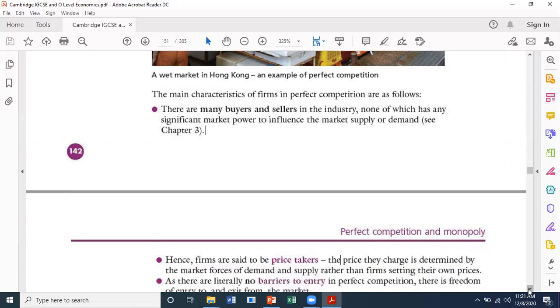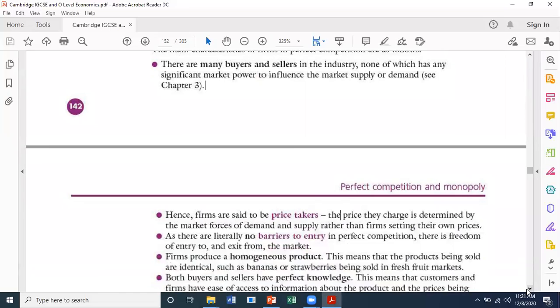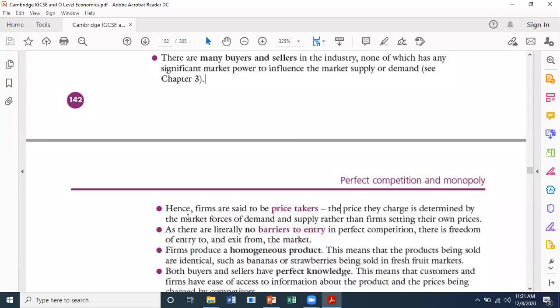Hence, firms are said to be price takers. The price they charge is determined by the market forces of demand and supply rather than firms setting their own prices. As there are literally no barriers to entry in perfect competition, there is freedom of entry to and exit from the market. Now, next is firms produce a homogeneous product.